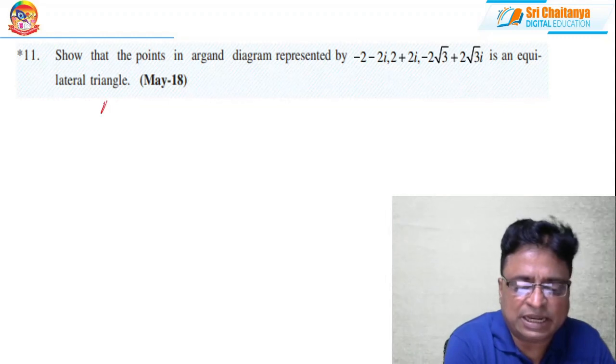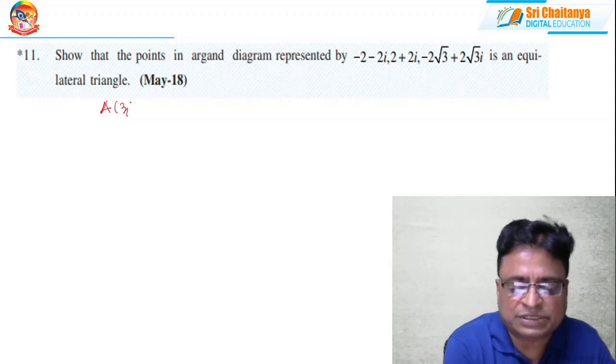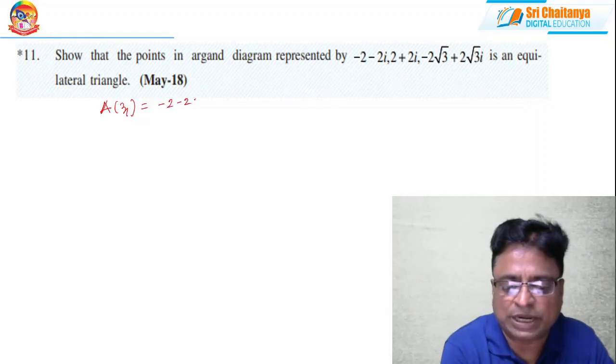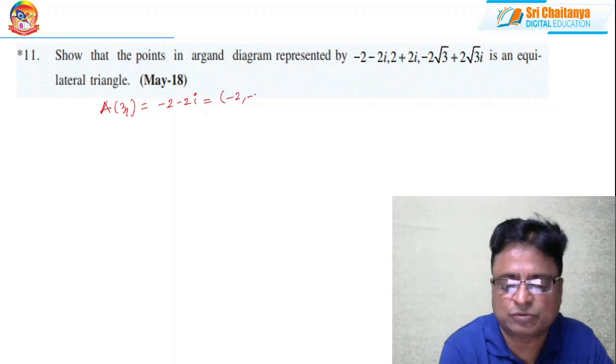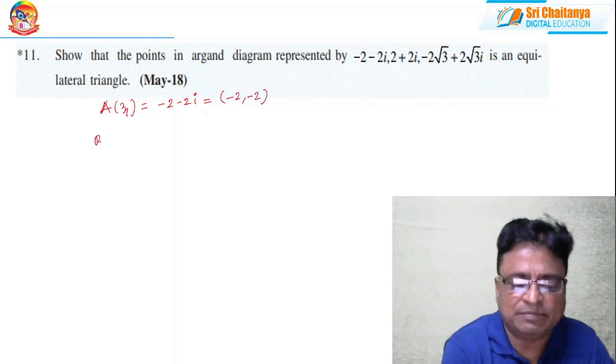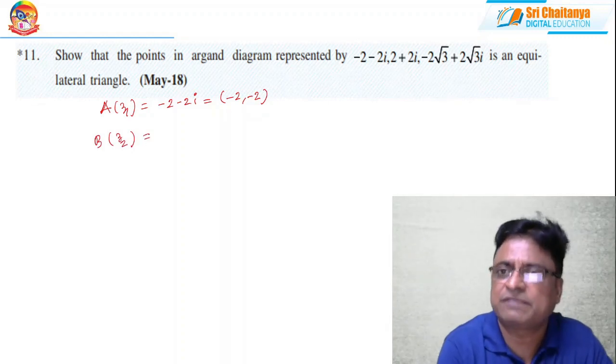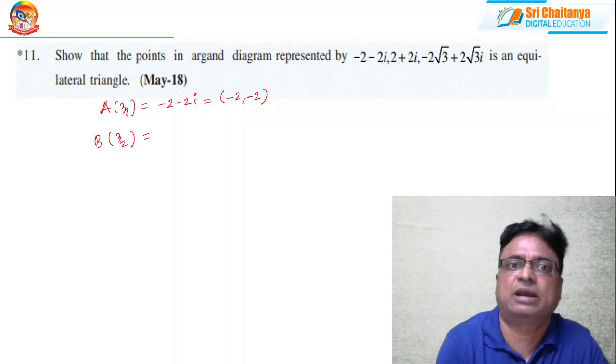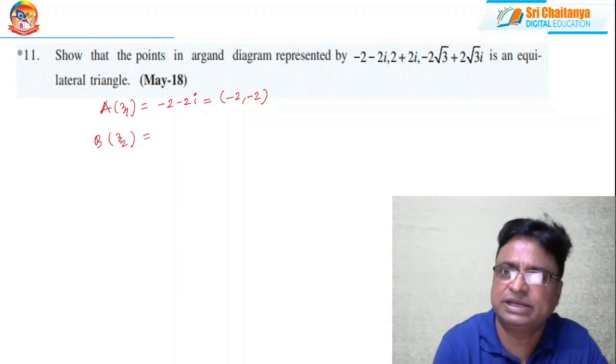Suppose we let z1 be the first complex number represented by -2 -2i. This I can write in ordered pair form as (-2, -2). Similarly, the second complex number as z2. These are the vertices of a triangle, because I don't know whether it is an equilateral triangle or not. Later I will conclude that it is an equilateral triangle.